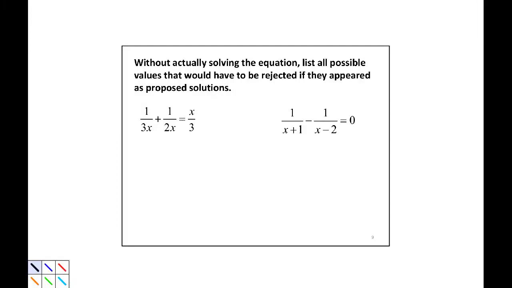Without actually solving the equation, list all possible values that would have to be rejected if they appeared as proposed solutions. This is what I would refer to before as a variable restriction. Eventually we'll call them a domain restriction, but for now they are variable restrictions. And what's important to note here is that these are rational, meaning we have fractions.